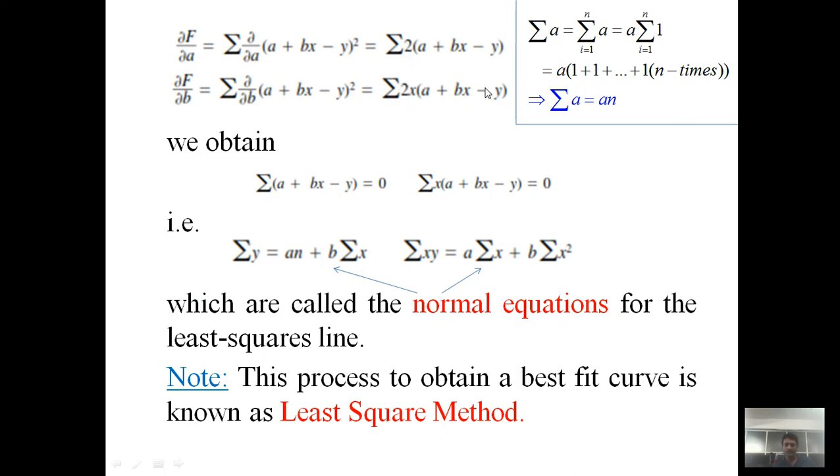Similarly, del f by del b equal to 0, so the sum of 2x(a + bx - y) is 0, and this leads to the sum of x(a + bx - y) is 0. That is, we have to expand this summation. The sum of y is negative, so we have to write it on the other side. So the sum of y is equal to the sum of a plus the sum of bx.